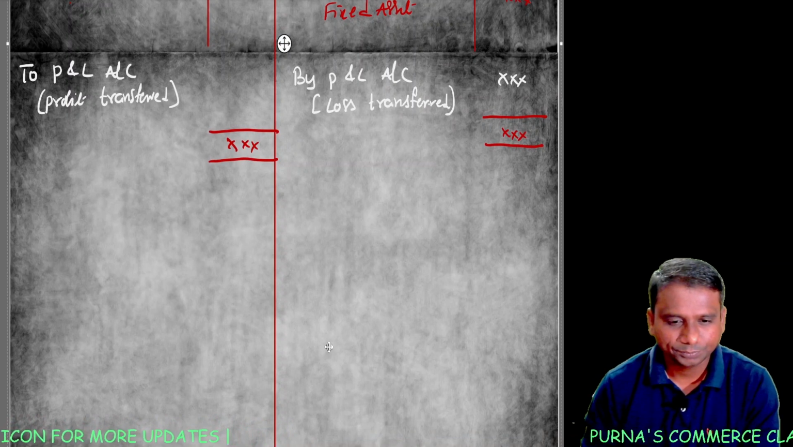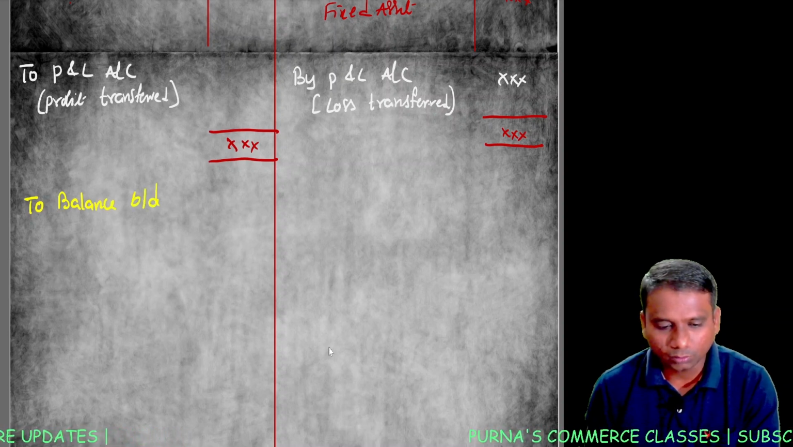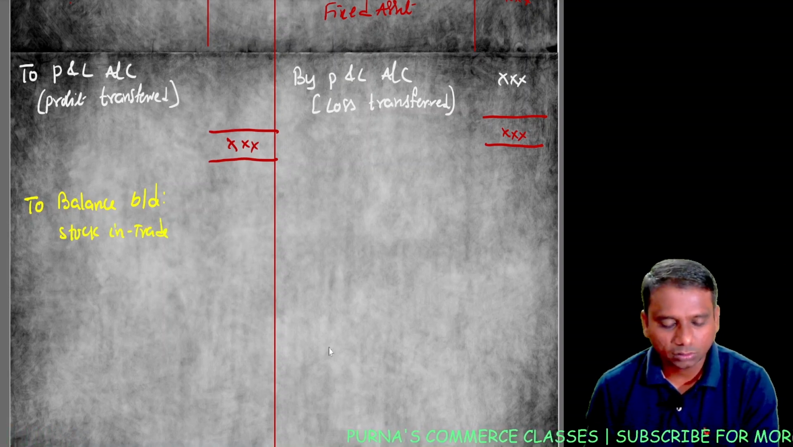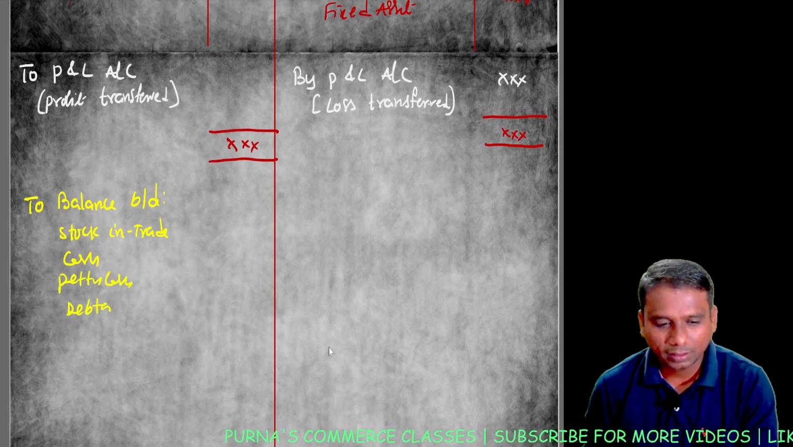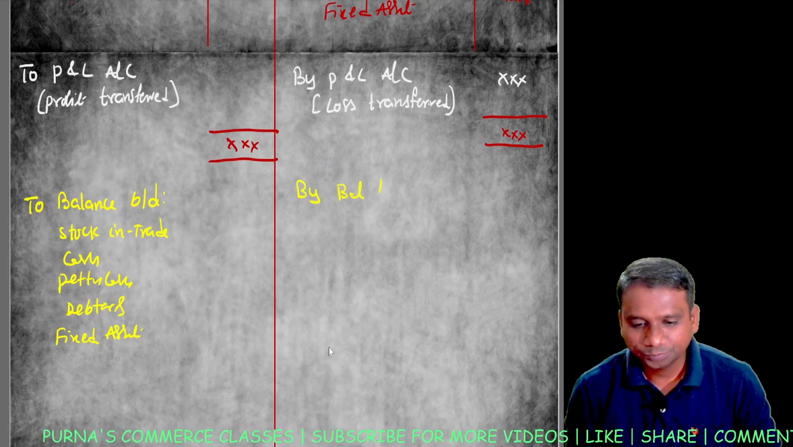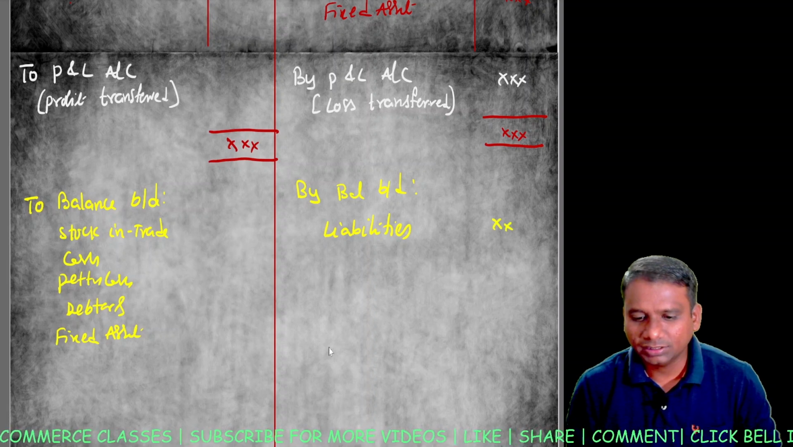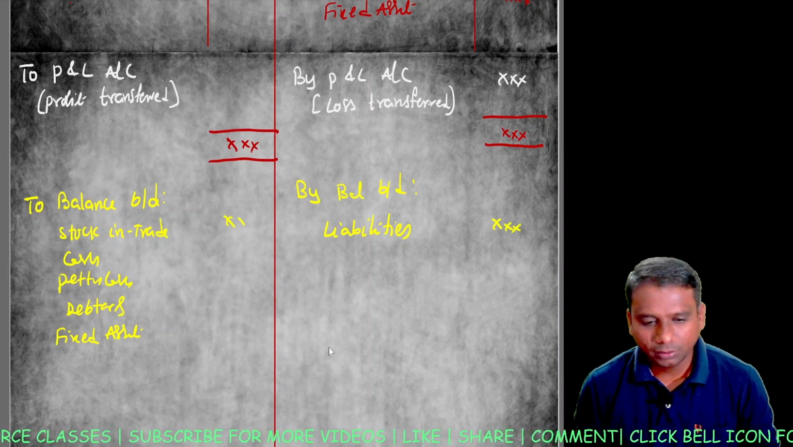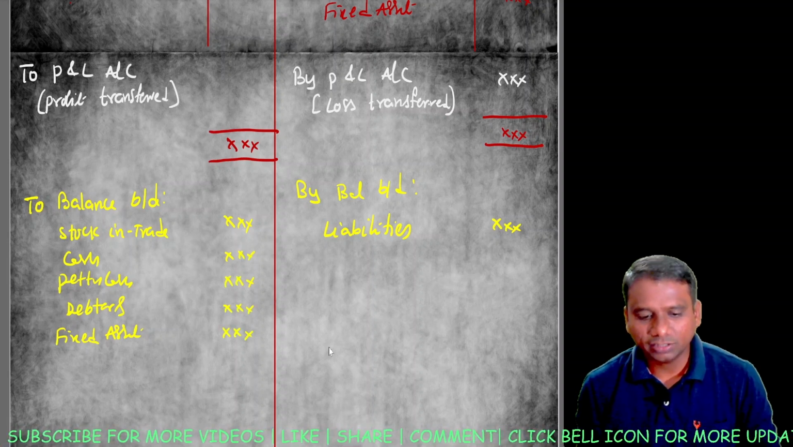Okay. Now look at, to balance brought down. What are those accounts? Stock in trade or stock, cash, petty cash, debtors, and any fixed assets, anything. Now credit side, by balance brought down, liabilities. If you have liabilities, then okay, otherwise leave it blank. Simple. Next year again we'll record entries, and again this branch account is closed.